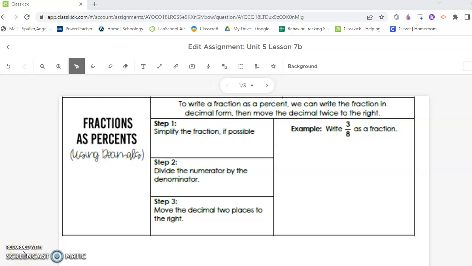Hi, this is Mrs. Oakley, and today we're going to look at Unit 5, Lesson 7B. This is the second half of your notes from the last lesson.